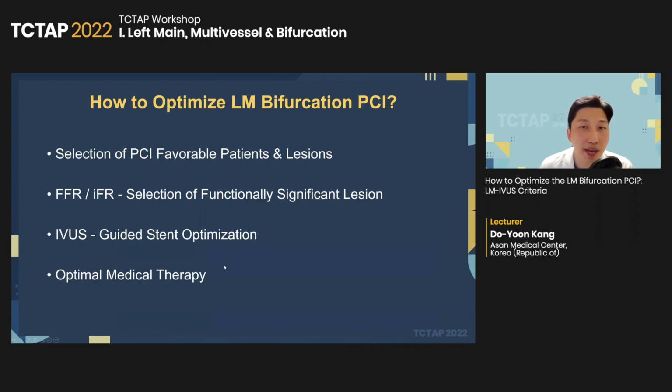Then how to optimize left main bifurcation PCI? The most important thing would be selection of PCI favorable patients and lesions. And also FFR or iFR, the physiology-guided selection of functionally significant lesions, would be the best way to select good candidates for PCI. And the most important thing during the PCI is IVUS-guided stent optimization. Also, optimal medical therapy after PCI would be very important.